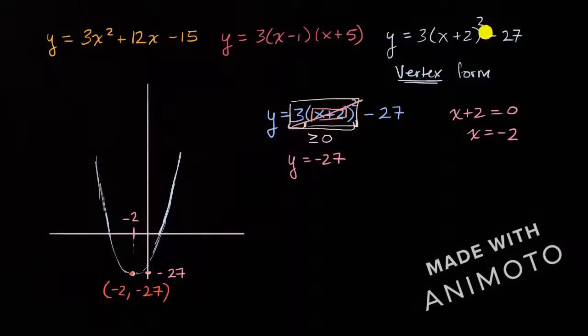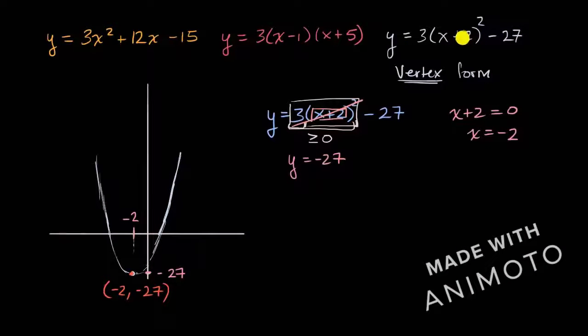Let's do a few more examples under our belt so that we can really get good at picking out the vertex when a quadratic is written in vertex form. So let's pick a scenario where we have a downward opening parabola, where y is equal to, let's just say, negative 2 times x plus 5. Actually, let me make it x minus 5 squared, and then let's say plus 10.